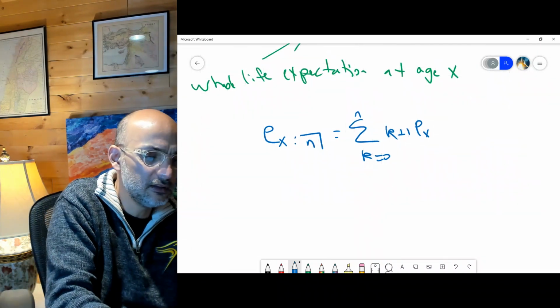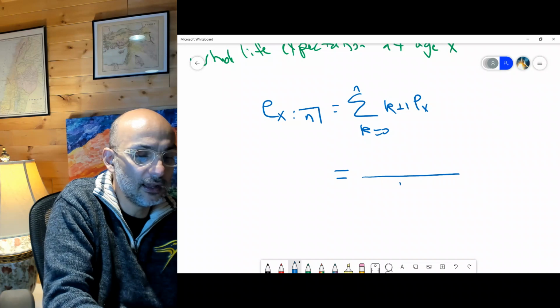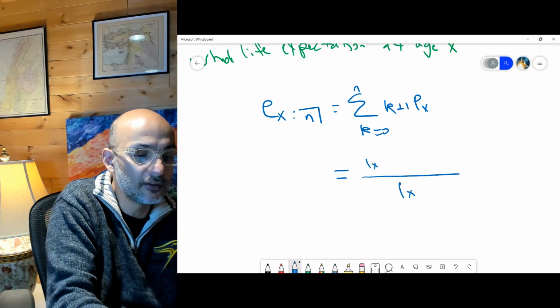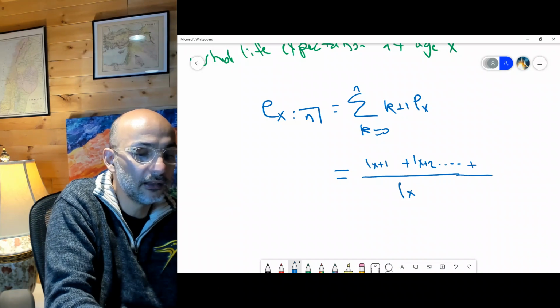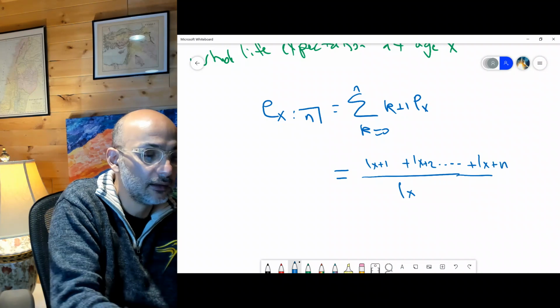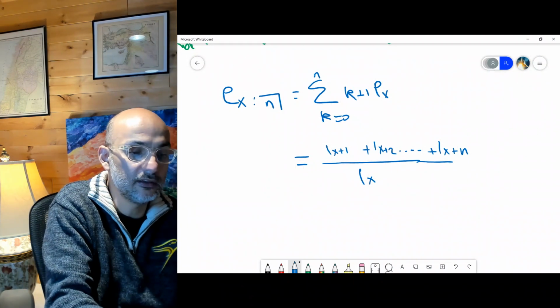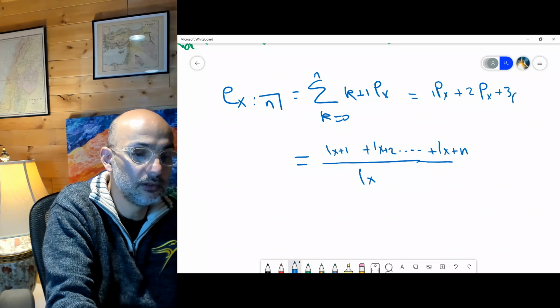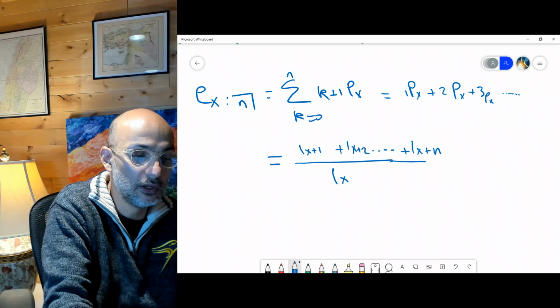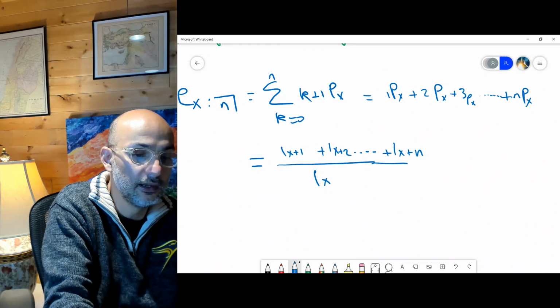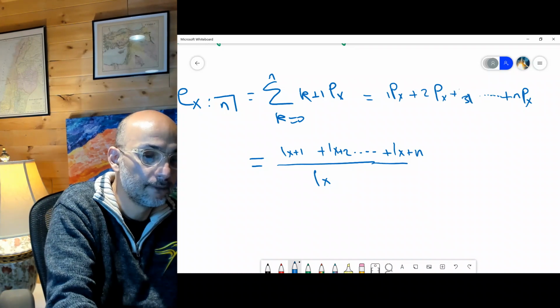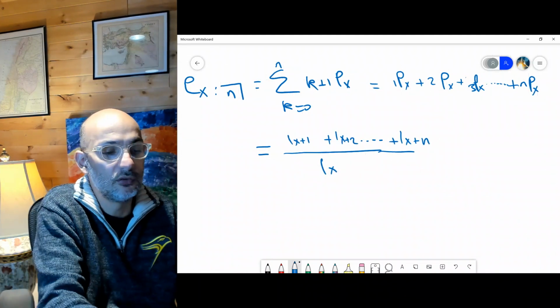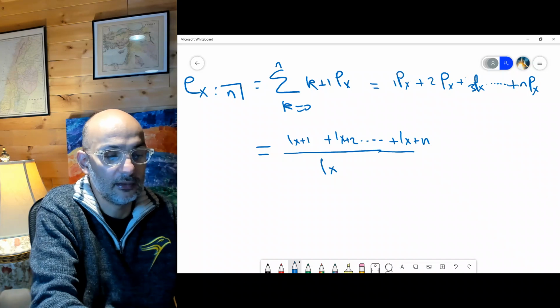But maybe it's easier to look at it this way: you take Lx plus 1, and Lx plus 2, all the way to Lx plus n, divided by Lx. This is because Lx plus 1 over Lx is 1px, then 2px, 3px, all the way, and the last one will be npx. So you have the probability of survival for every year all the way to n. This is exactly the definition.